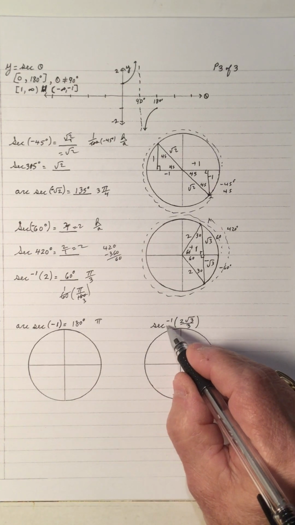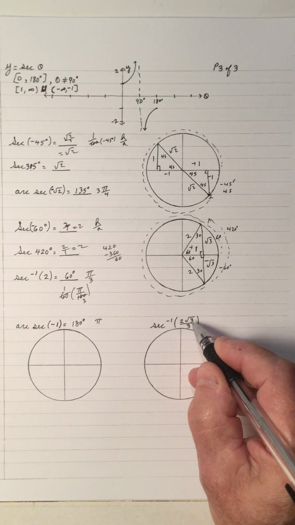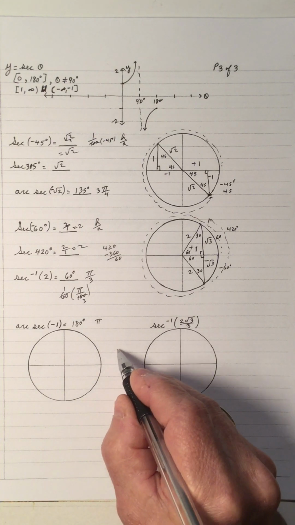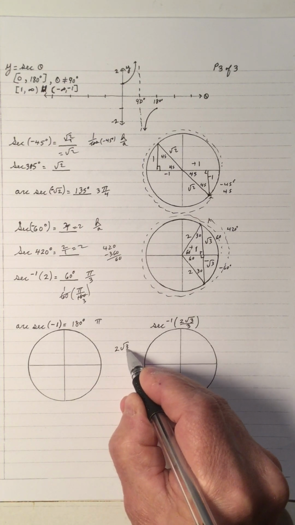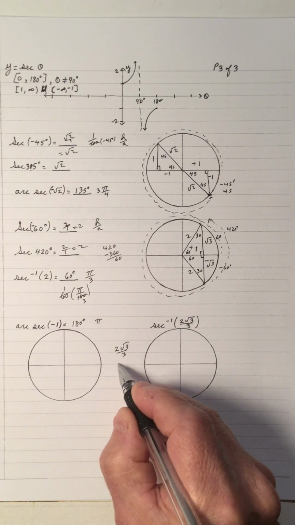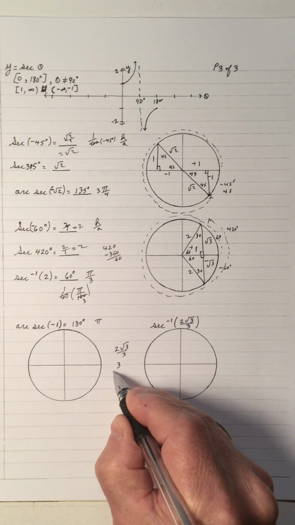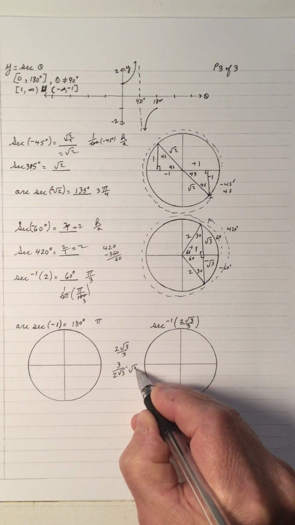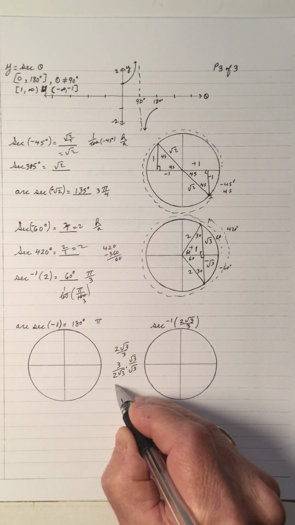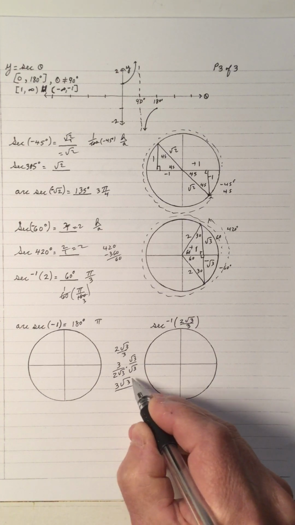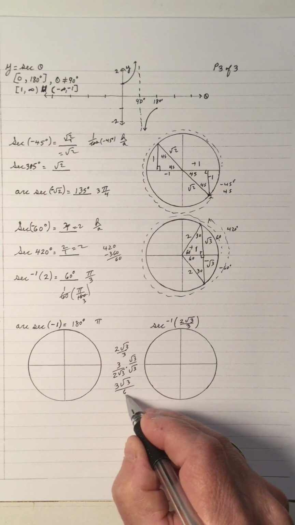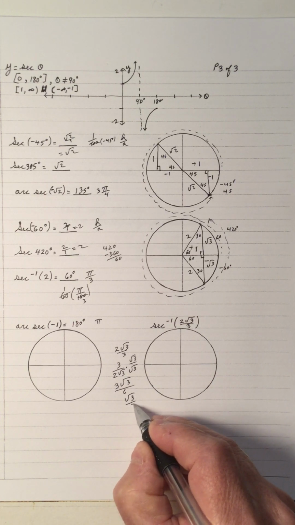And what about the arc secant of 2 root 3 over 3? Well, 2 root 3 over 3, we have to look at the reciprocal. So the reciprocal is 3 over 2 root 3. Rationalize, we multiply the bottom and the top by root 3. That gives us 3 root 3. Root 3 times root 3 is 3. 2 times 3 is 6. And the 3's cancel, so we get root 3 over 2.